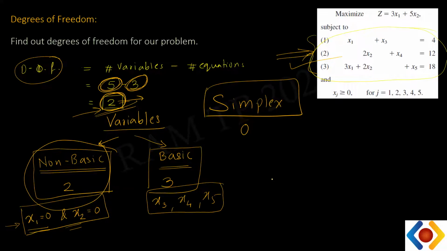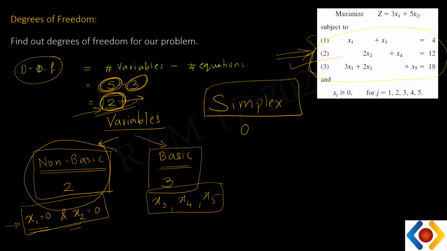Excuse me, sir. Here x1 equal to 0 and x2 equal to 0, but later on we found that x1 equal to 0 and x4 equal to 0. So there are different values. Yes, I agree. As we move on with the iterations, this situation is going to change.